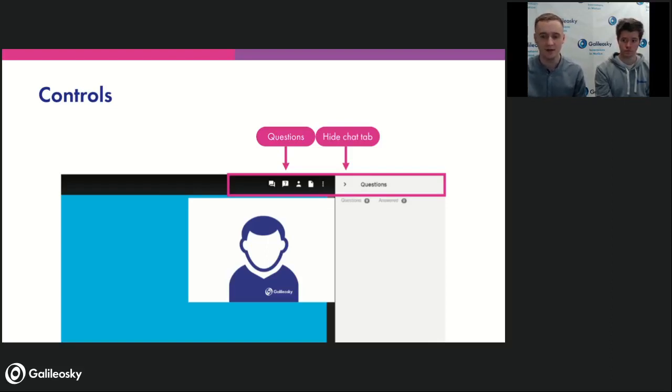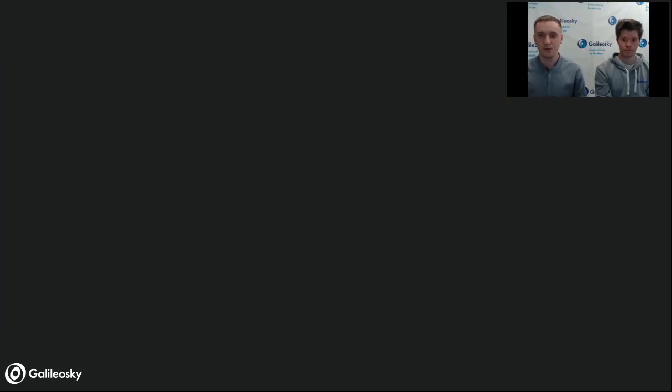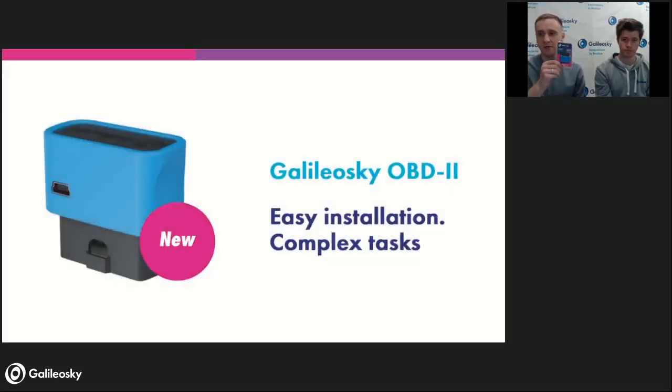So let's start right away. The Galileosky OBD device is a new device for easy installation but for complex tasks. And here in my hands, the sample of the unit. It is packed in a compact blister packing. It is really small.